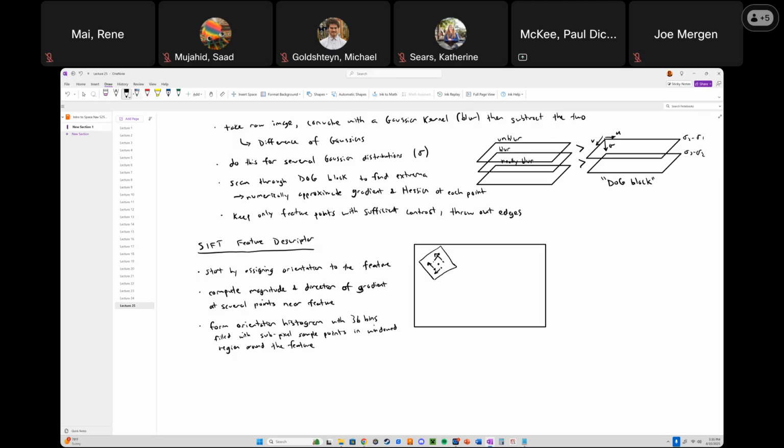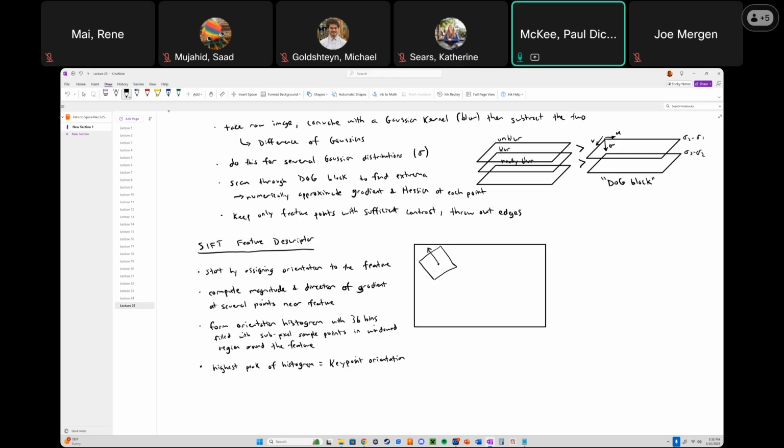Okay, and the highest peak of this histogram, so you basically let them all vote. The highest peak of the histogram is our key point orientation. So we let a whole bunch of sample points near the point of interest vote on what the strongest gradient is. And on average, they all said this way. So there's the overall feature orientation. Okay, that is still not a descriptor.